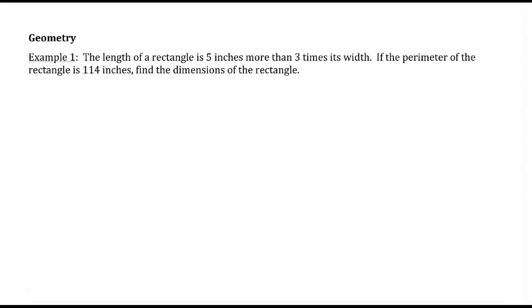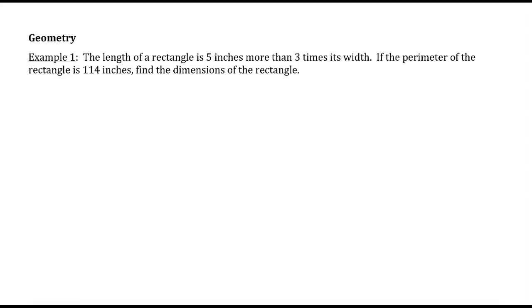The first thing we'll need to do for all of these examples is take the words in the problem and turn them into two linear equations. In example 1, we're given that the length of a rectangle is 5 inches more than 3 times its width. If the perimeter of the rectangle is 114 inches, find the dimensions of the rectangle.